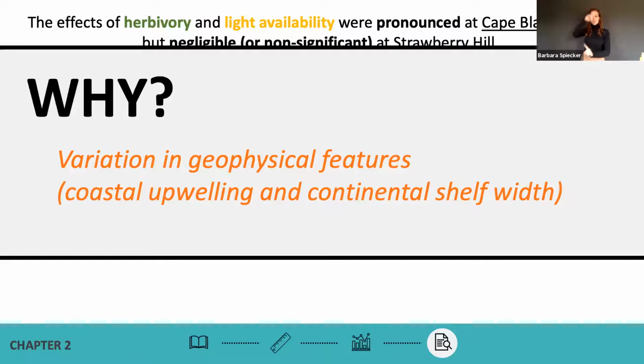Why did the results differ so greatly between these 2 sites? Well, variation in geophysical features, like coastal upwelling and continental shelf width between these 2 sites, provides a mechanistic explanation. So Cape Blanco North has a narrow continental shelf with more persistent coastal upwelling and strong offshore transport, while Strawberry Hill has a wide continental shelf. And here, upwelling is less persistent and currents are retentive.